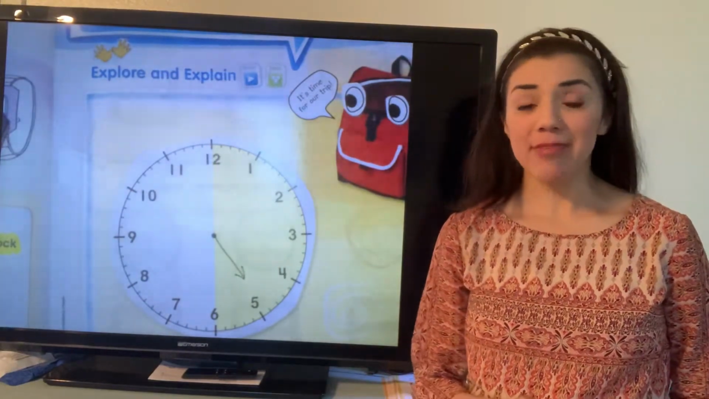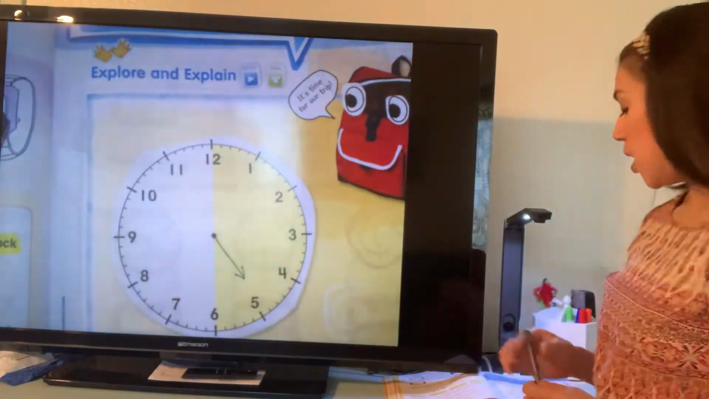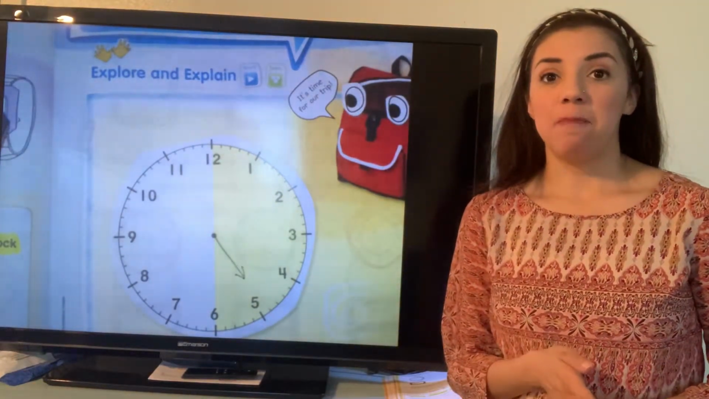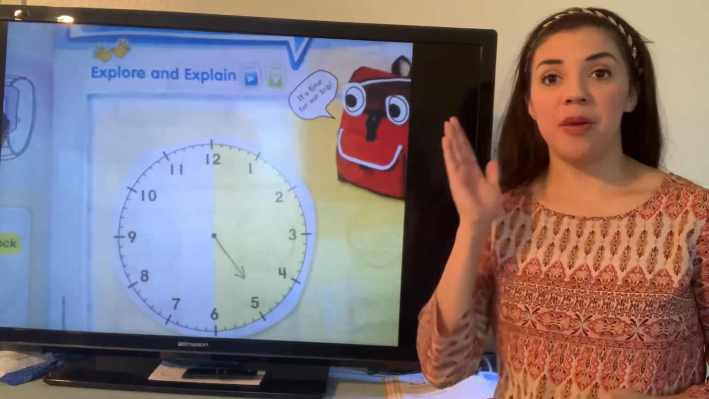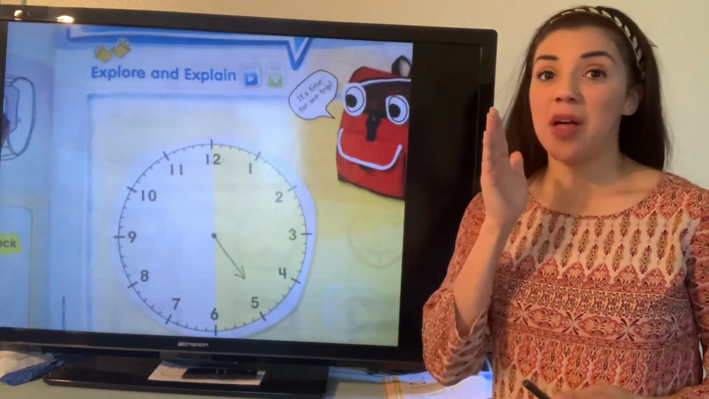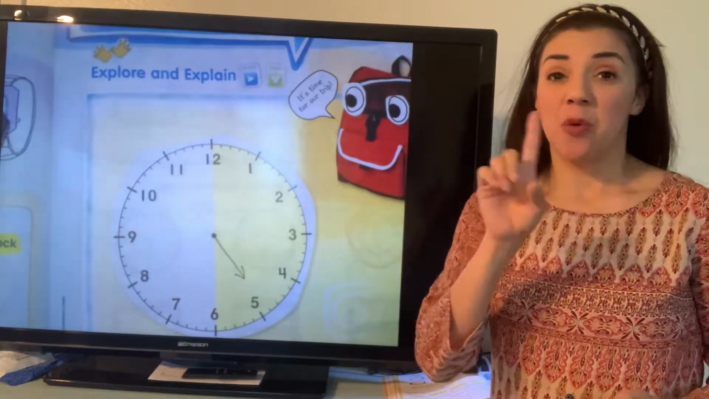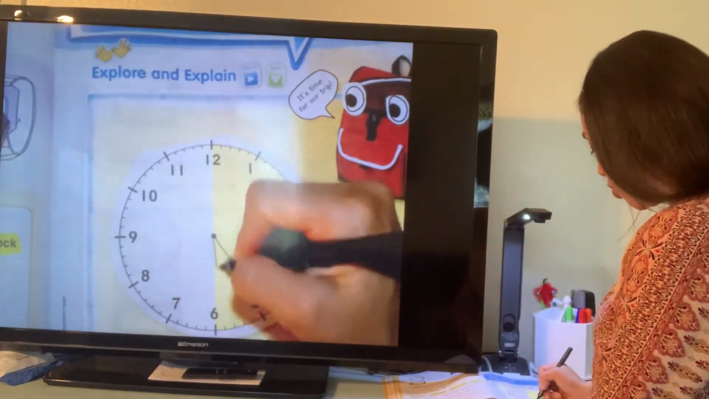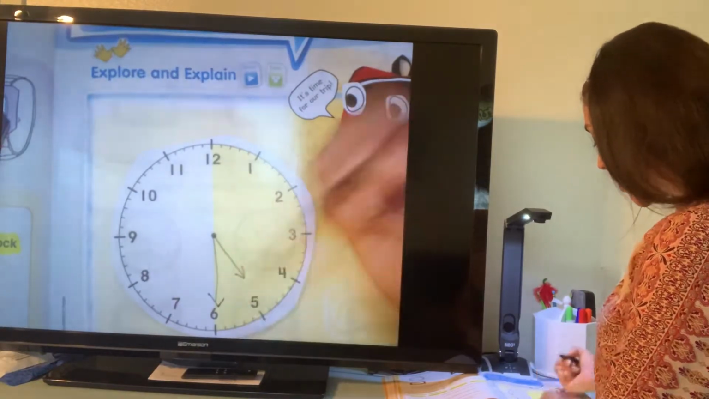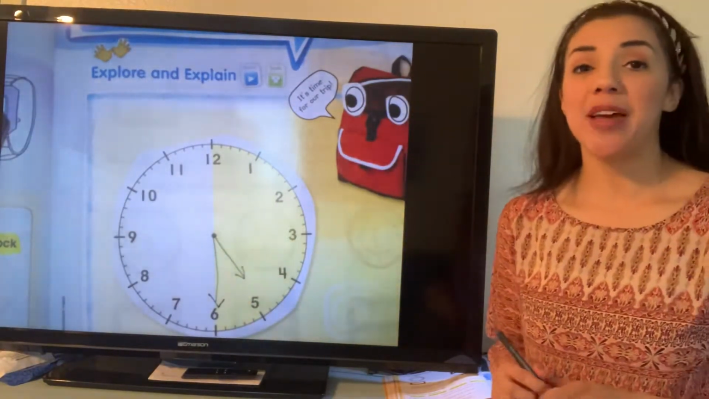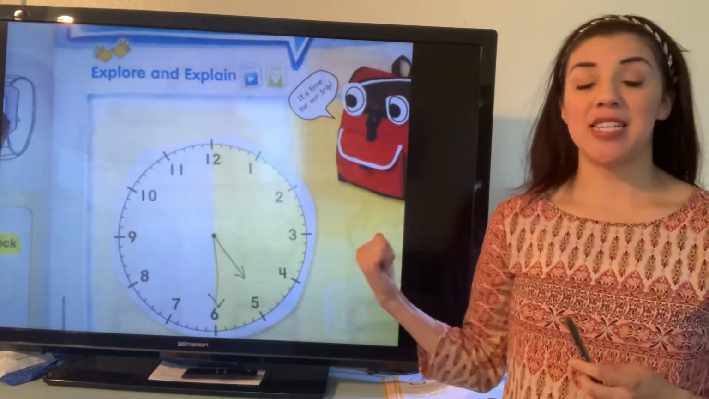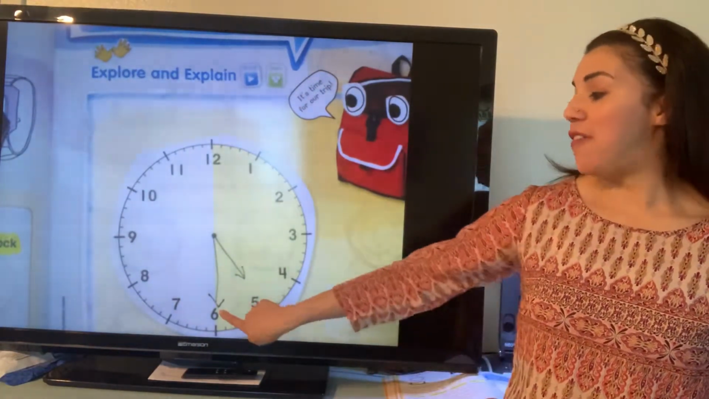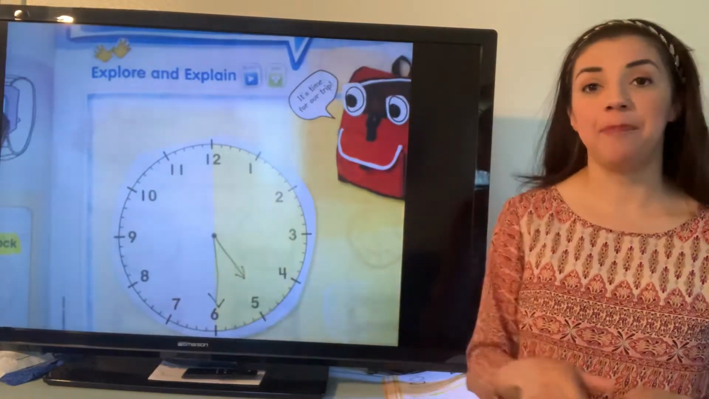Okay, but today we are learning time to the half hour. So that means that whenever we talk about half an hour, we're going to draw the minute hand not onto the 12. It's actually going to be the opposite. We're going to draw it onto the 6. So go ahead and draw your minute hand onto the 6. And so the time that is showing right now on your book is 5:30, right? Or half an hour, okay?